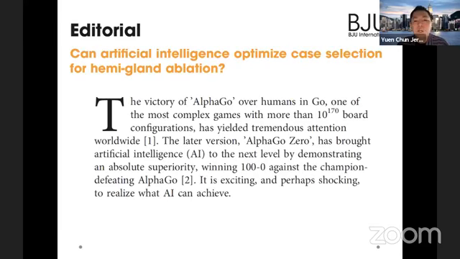Just to let you know some of my thoughts, I previously wrote an editorial on artificial intelligence at BJUI. I think artificial intelligence is really the way to go. It might take some time, but it's really the way to go. AlphaGo is a very good example. It basically outperforms humans in the most complicated game. And to take one step further, AlphaGo Zero actually defeated AlphaGo by 100 to 0. So it's really exciting and even shocking to see what AI can achieve.